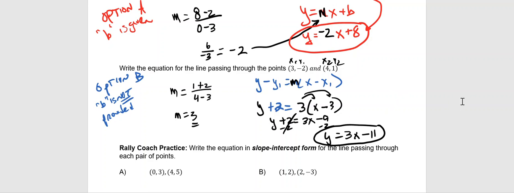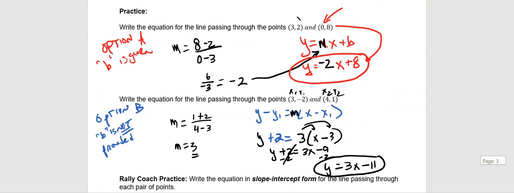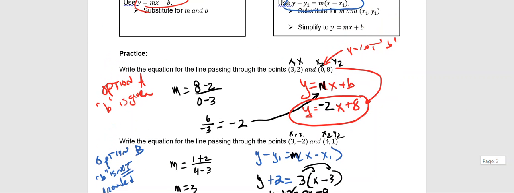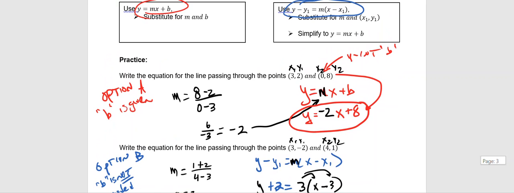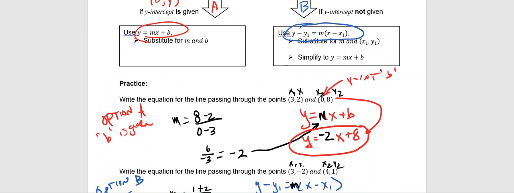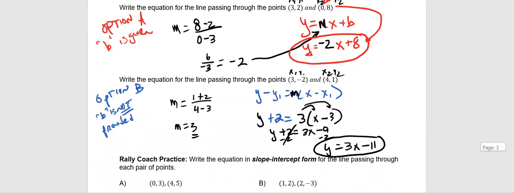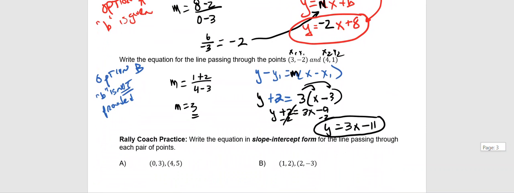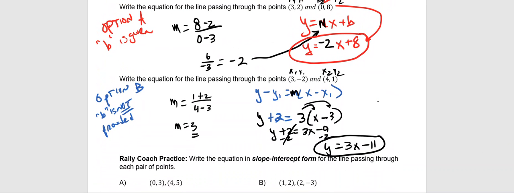So you have two methods. Again, we're trying to emphasize the value of each formula given the circumstances. When the b value is given to us, I feel it's quicker and easier to go right into y equals mx plus b. When a b value is not given to us, I find it's more efficient to go through point slope form and simplify the equation.